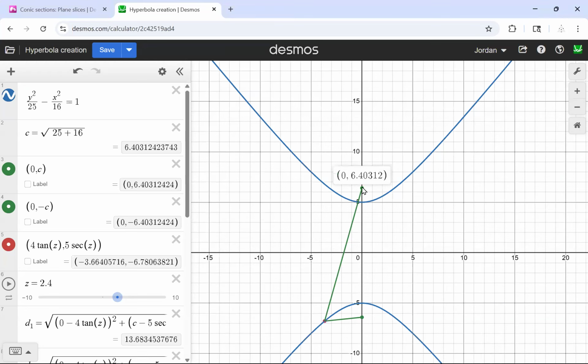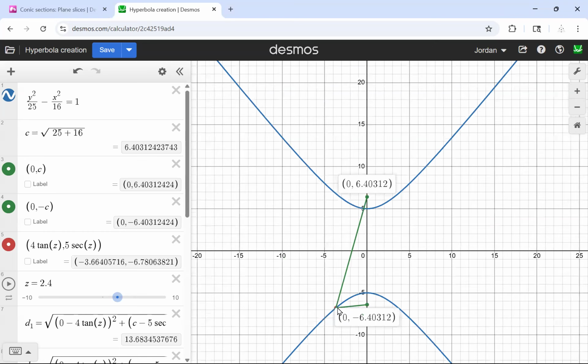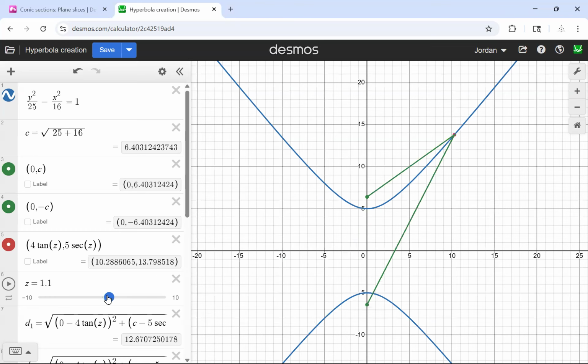I've calculated the two foci. They're about at (0, 6.40) and (0, -6.40). And then you can take any point on this hyperbola. I have a special formula for that. And as we move that point around, the two distances from one focus to the point and from the other focus to the point are going to vary.